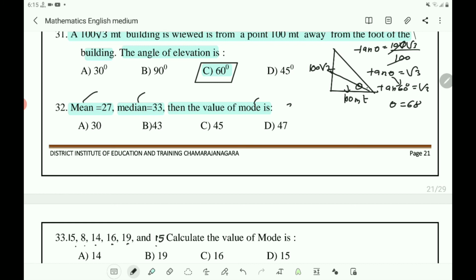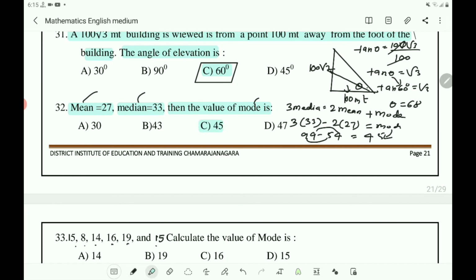You know that 3 median equals 2 mean plus mode. So you can have 3 median minus 2 mean. 3 into median is 33 minus 2 into mean is 27 equals mode. That is 99 minus 54. Then 9 minus 4 is 5 and 9 minus 5 is 4, 45. So here mode is 45.